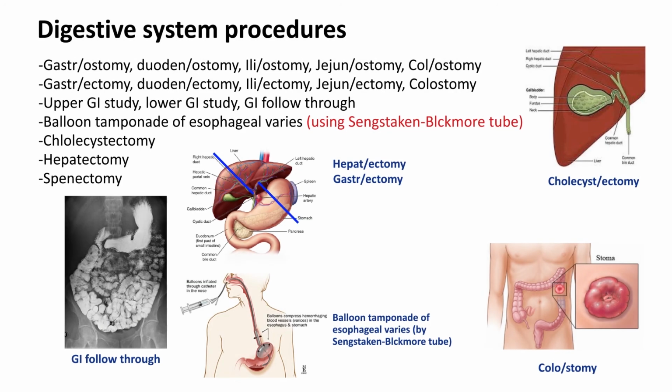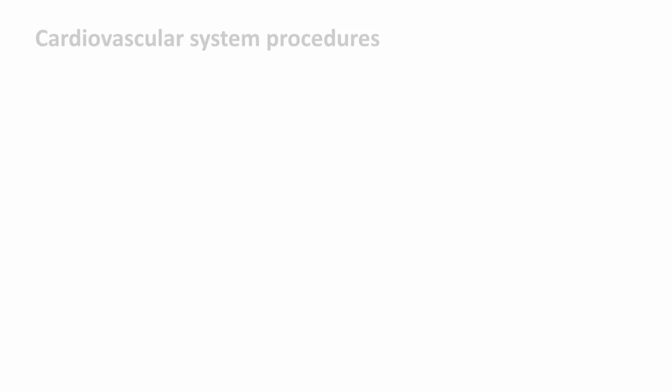Here are examples of digestive system related procedures. Again, you may notice that the suffix modifies the meaning of words. Some eponyms, like the Sengstaken-Blakemore tube, are mentioned here. The cardiovascular system related medical procedures are shown in this slide.